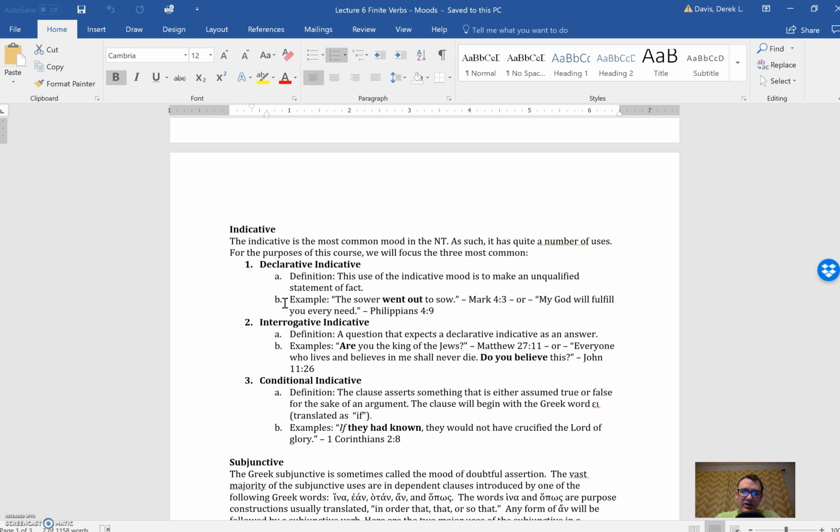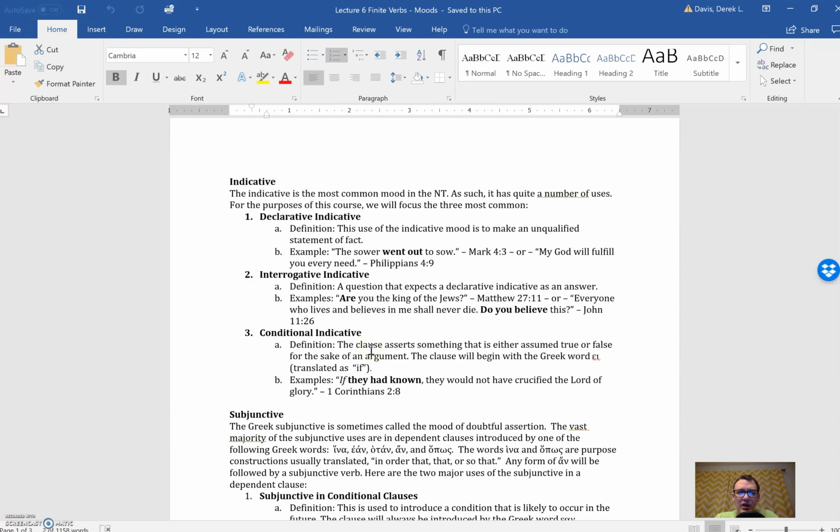That's a declarative indicative. The interrogative indicative is simply a question. So the example I give here from Matthew 27:11, are you the king of the Jews? There's no question about if he will become the king of the Jews. That would be a different kind of mood, which we'll see in a second, but rather they're just flat out asking him, are you the king of the Jews?